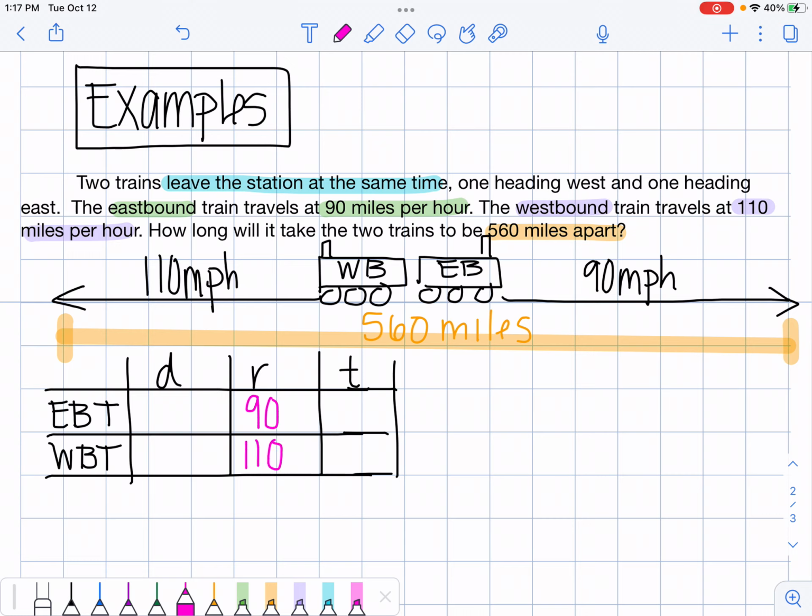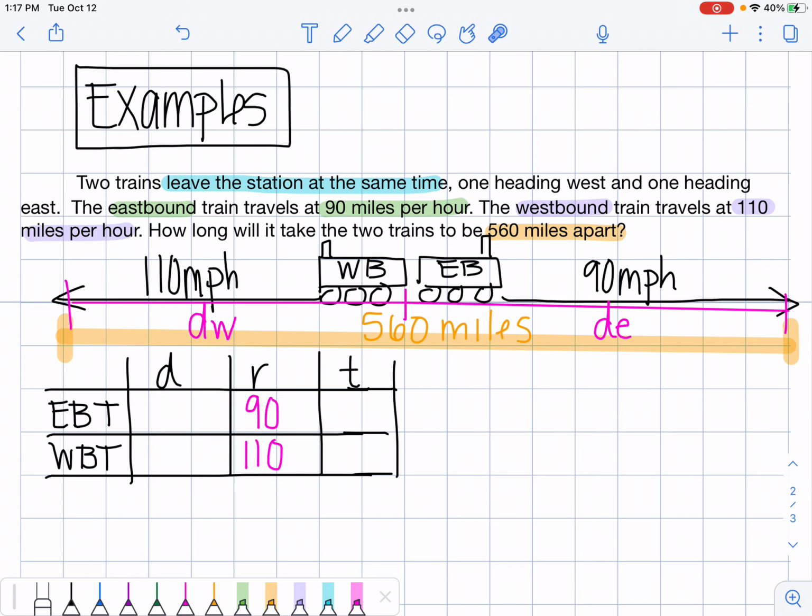Here's the part that I have to really think about. My westbound train is going to travel some distance that we don't know, so I'm going to write distance westbound. My eastbound train is also going to travel a distance that we don't know, so this is going to be distance eastbound. Now, I know that my westbound and my eastbound distance total have to be 560.